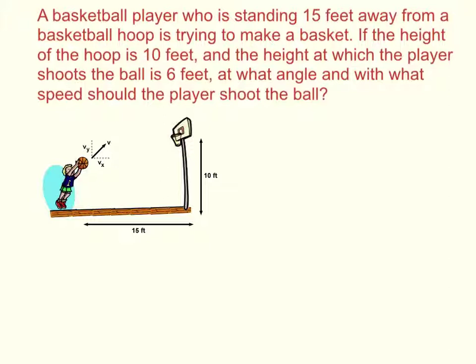So it says a basketball player who is standing 15 feet away from a basketball hoop is trying to make a basket. If the height of the hoop is 10 feet and the height at which the player shoots the ball is 6 feet, at what angle and with what speed should the player shoot the ball?